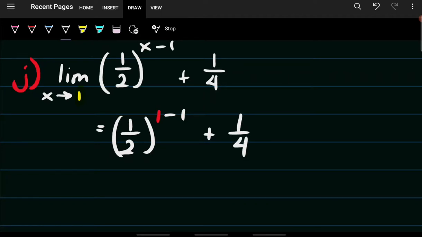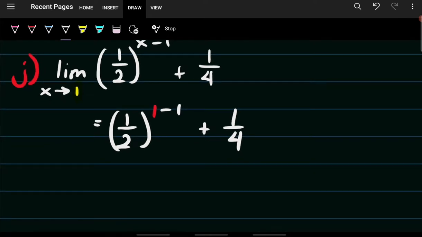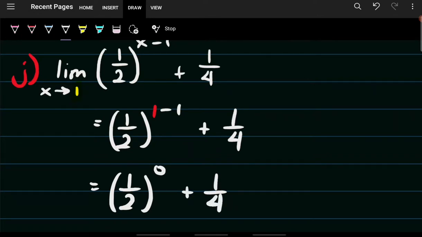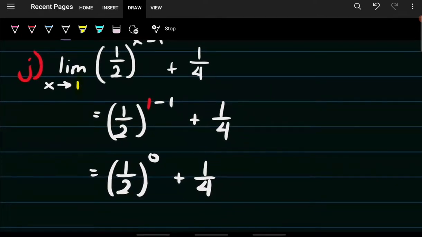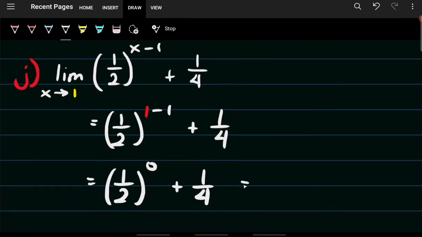Now let's simplify the exponents. Okay, 1 minus 1 is equal to 0, meaning this one will give us 1/2 raised to 0 plus 1/4. Right now, we have this fraction raised to the exponent 0. Okay, so 1/2 raised to 0 is equal to 1. That's 0.5 in decimal form raised to 0. That's 1. And then copy the remaining term 1/4.